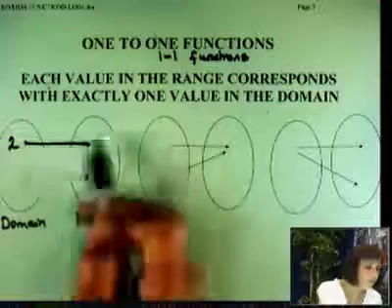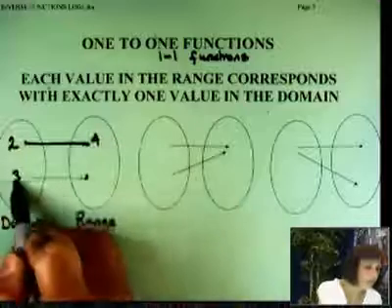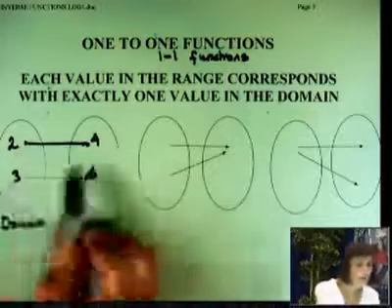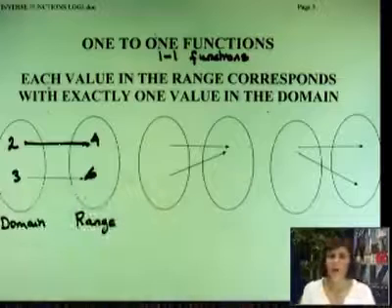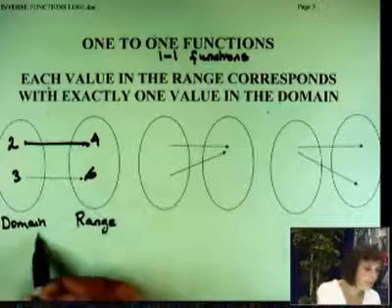Let's say I have 2 and I have 4. I have 3, I have 6. Only one goes to one, one goes to one. Now, so this is a one-to-one function.